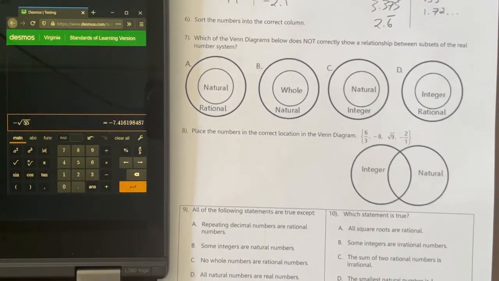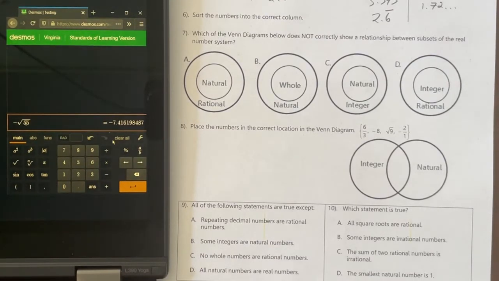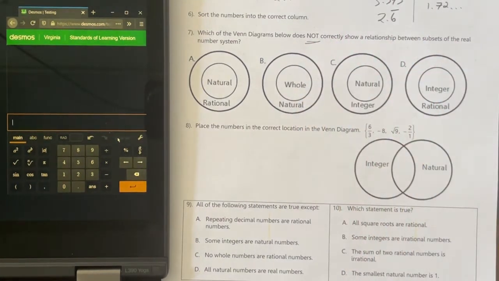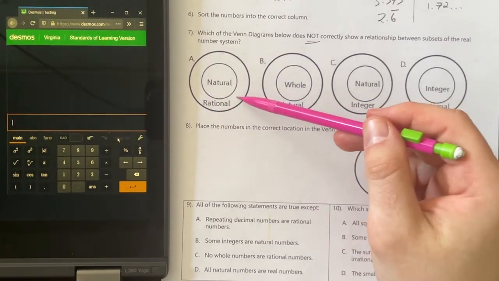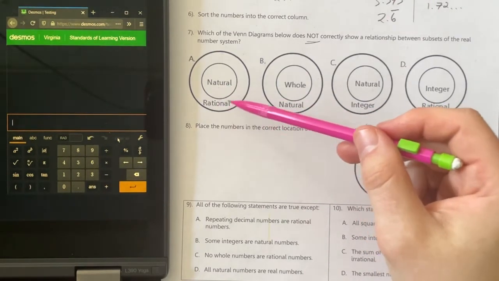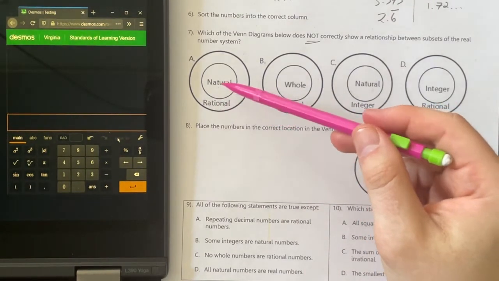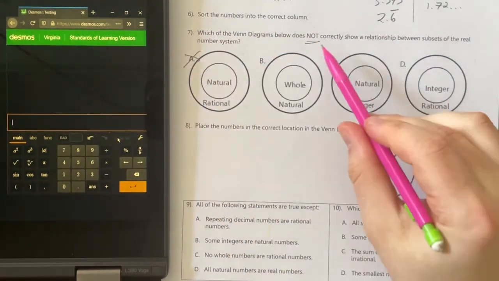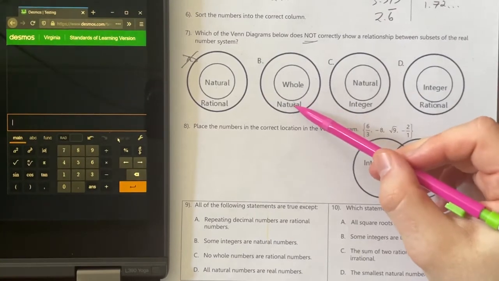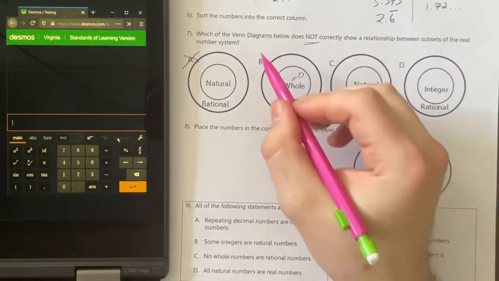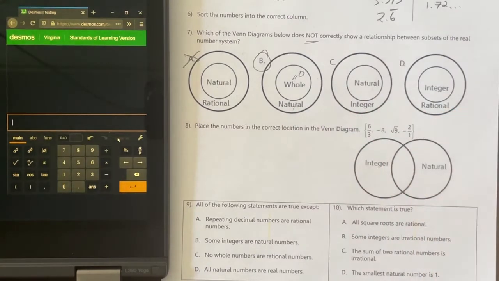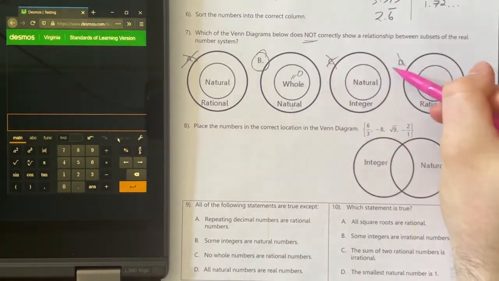And so for number 7, it says which of the Venn diagrams below does not correctly show a relationship between subsets of the real number system. So we're looking for the one that is false. That means 3 of these are true. Okay, so let's see. It's saying, I have an onion. Inside of that onion are those natural numbers. So yes, the rational numbers contain natural, so this is true. What about this? How about the natural numbers? Do those contain the whole numbers? Not necessarily, because this has a 0 in it, which is not natural, so we know this is false. And we know these 2 are true, so that's why we're not picking that one.